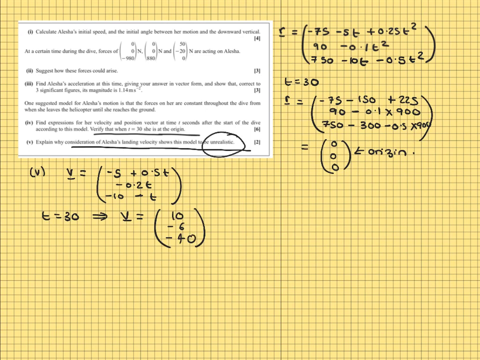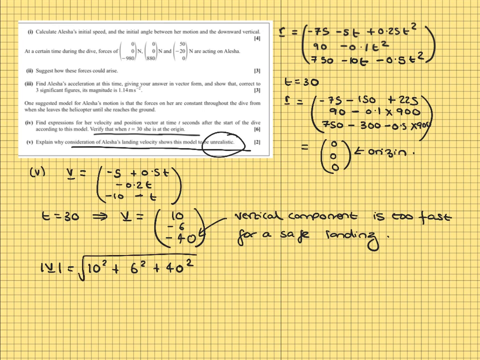Now, why is this model unrealistic? The vertical component of the velocity is too fast for a safe landing. So that vertical component here is -40 meters per second, and that's too fast for a safe landing. There are other calculations that we could do. For instance, if we work out the actual speed, which we can do using Pythagoras Theorem, let's work out the overall speed, which comes to 41.66... which again, that's too large a speed for a safe landing.